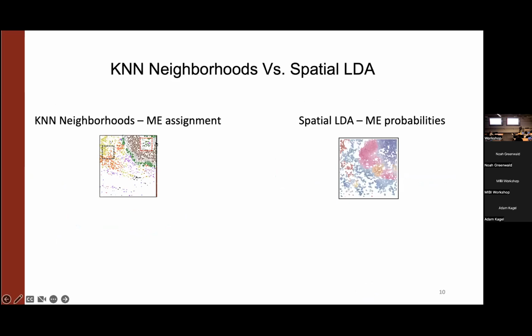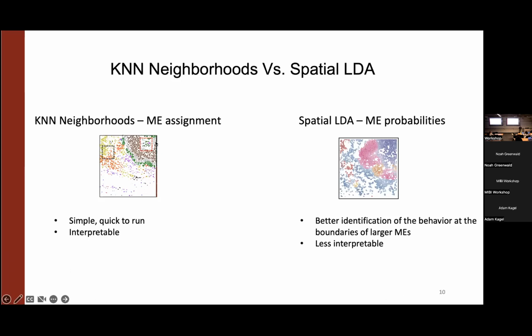Okay, just another brief comparison between spatial LDA and KNN. They do similar things. When you'd like to choose between them and see which one you would rather use, I just want to highlight some different advantages each of the methods has. KNN is simpler. It's simpler to understand what it does, and the result is more interpretable. It will give you exactly one microenvironment for each of your cells, which can be easier to plug into the next analysis you plan to do.